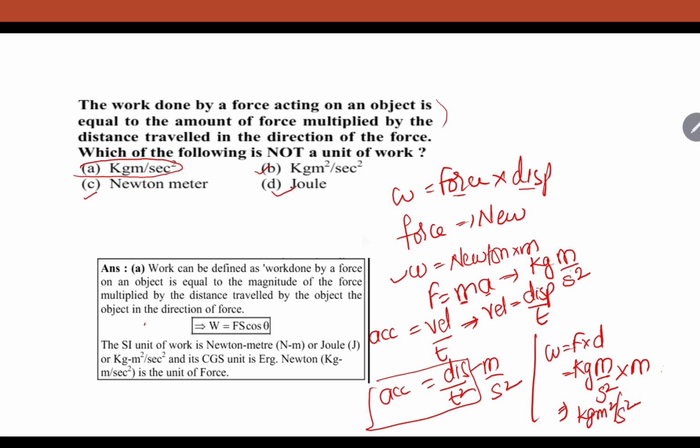That's the formula for work: F into S cos theta. The SI unit of work is newton meter or joule or kg meter square per second square, and in the CGS system it is called erg.